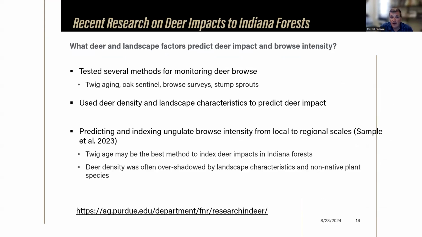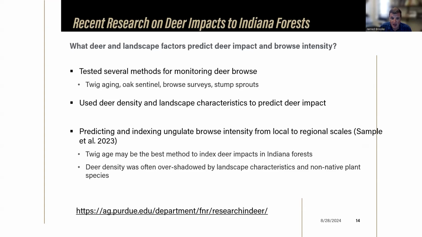So in order to understand how deer impact differed across the landscape, and how browse intensity, so how much of the vegetation deer were browsing across the landscape, we tested several different methods for monitoring deer browse. None of these methods are methods that we created. These are all methods that other universities, other people, the Forest Service have created to monitor deer browse. The four that we really looked at were twig aging, oak sentinel, browse surveys, and stump sprouts. And I'll talk more about those in a minute.